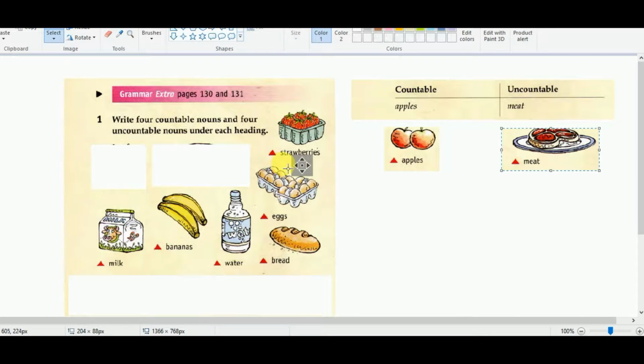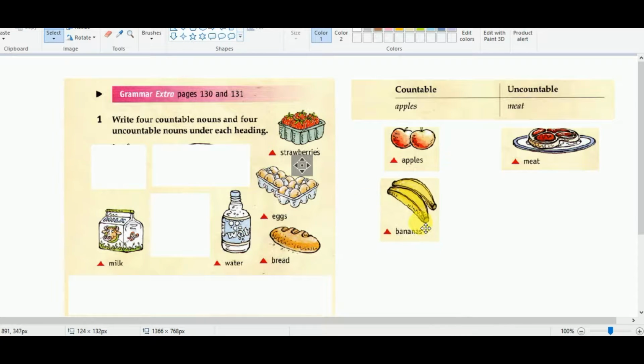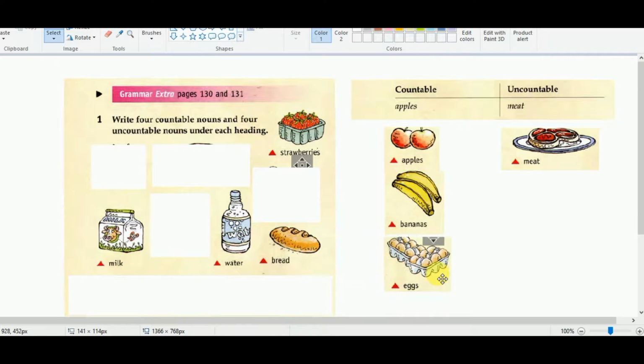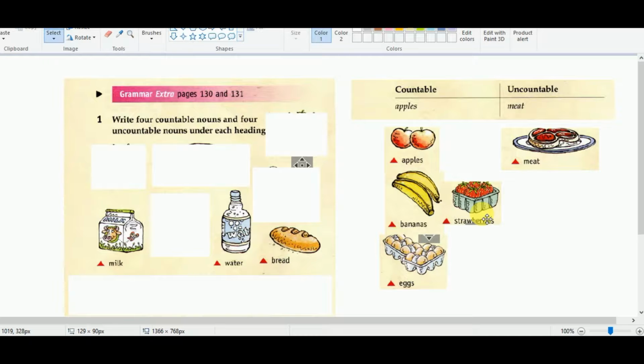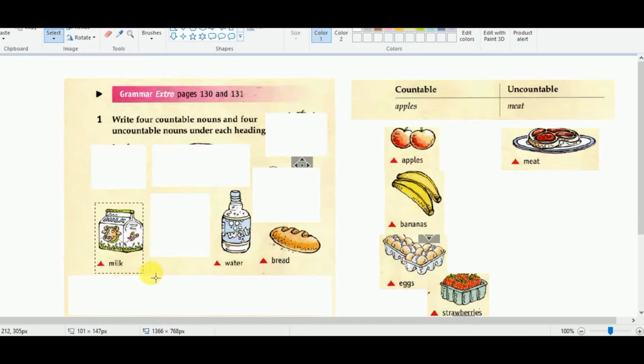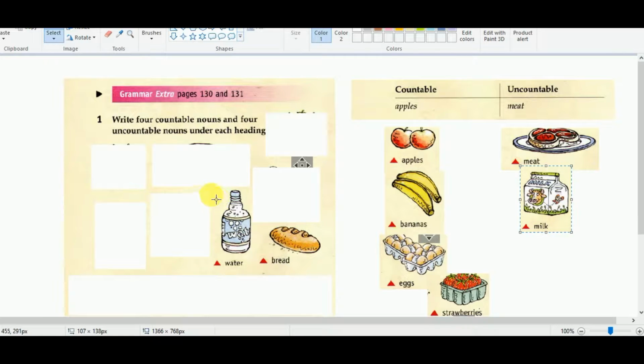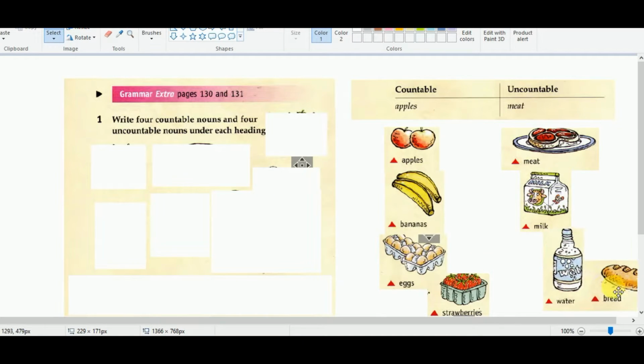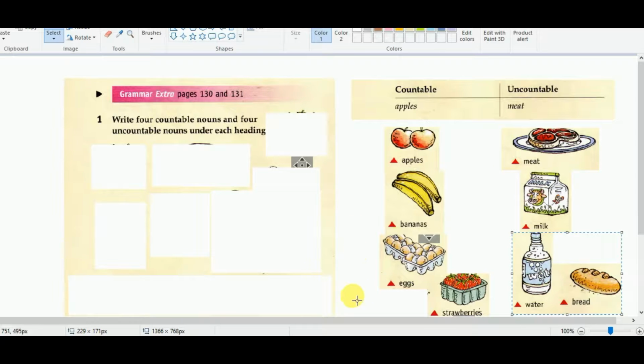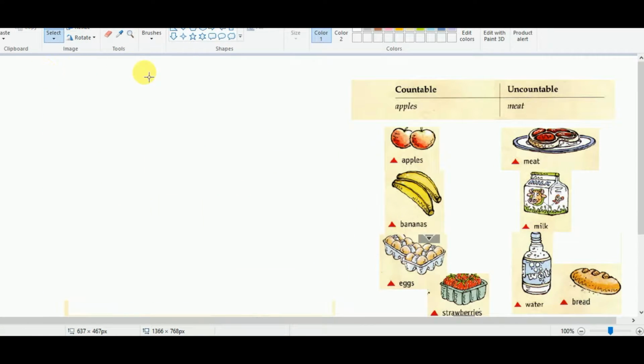It's very simple. Usually when we have an s, like bananas, these are considered countable because you can count: 1, 2. Eggs, you see the s, so we can count the eggs, so countable. And then we have strawberries. Strawberries are considered countable, as you can see here. Now, milk is considered uncountable. Water and bread, uncountable. And that's what we have for countable and uncountable objects. Okay?